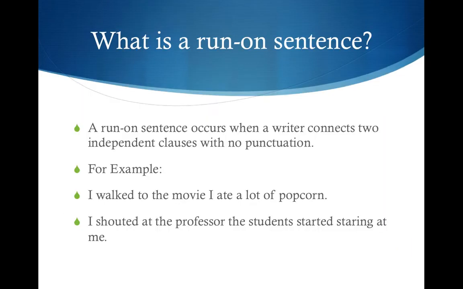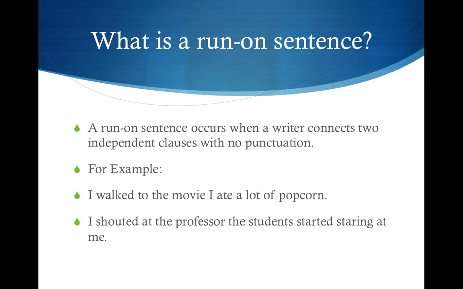A run-on sentence occurs when a writer connects two independent clauses with no punctuation. So this mistake is usually not accepted in English writing. So you want to have some sort of punctuation to connect those two independent clauses, which are also called main clauses or complete sentences. So it's not something you want to fall into. You may get a bad mark on your English test if you don't use some sort of punctuation between two independent clauses. So I've provided two examples here of that common mistake.